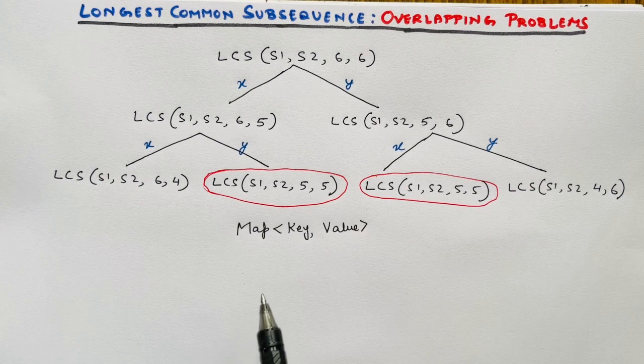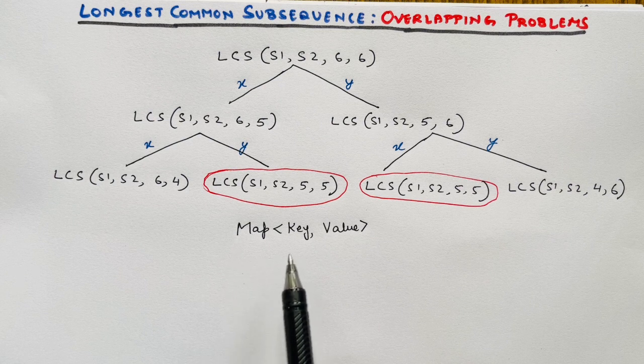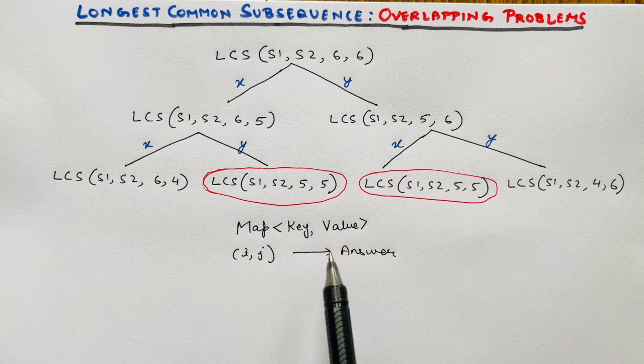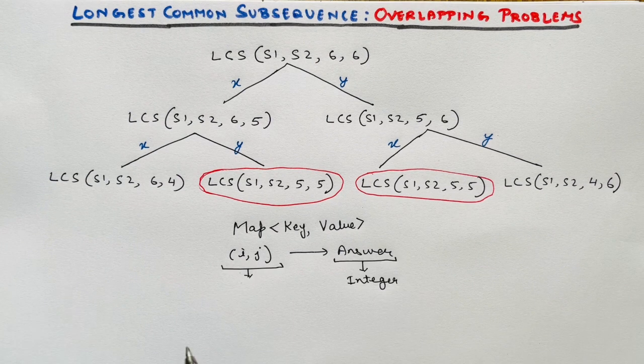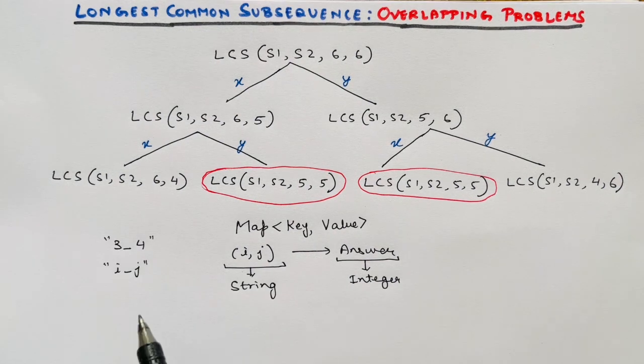So what information do we want to store here? We want to store that, hey, for this pair of I and J, the answer was this. So what will be the data type of the value of the map? Answer will be an integer, the length of the longest common subsequence. So value can be of integer type. And what should be the data type of key? Our key should be able to represent both I and J. So we can use a string to represent I and J. How? We can combine I and J into a string like that. So this will be unique for a combination of I and J.